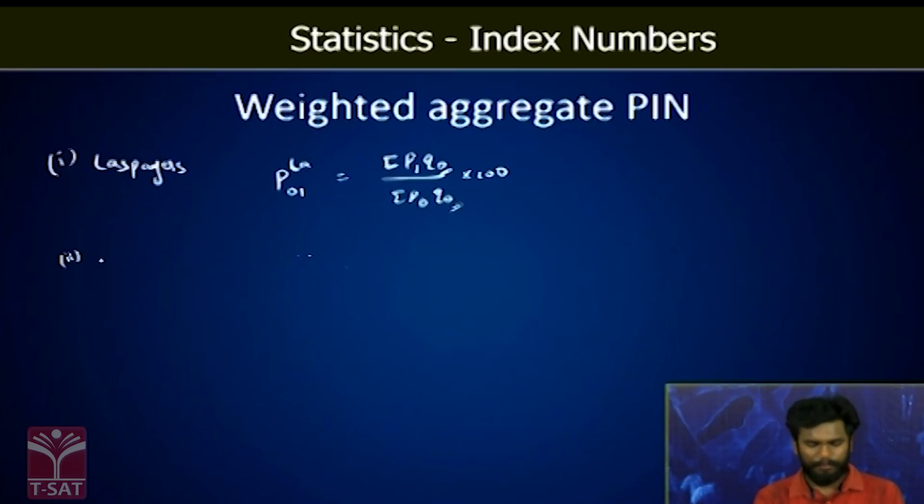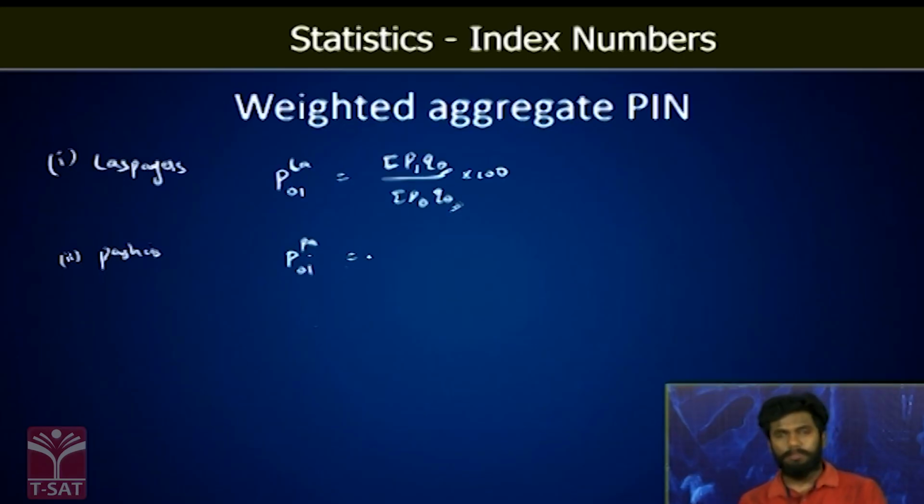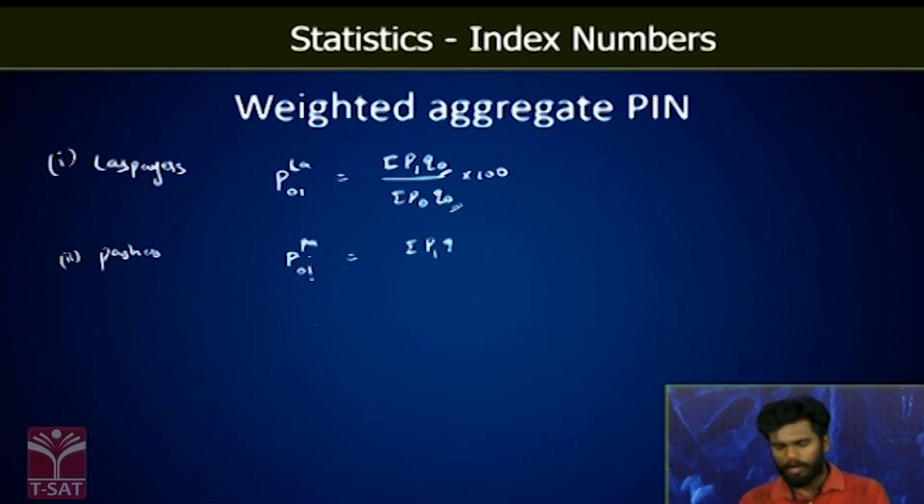Second one, Paasche's price index number, denoted by P01 PA, that is the price index number for the current year with respect to the base year. It is given by summation P1 Q1 divided by summation P0 Q1 into 100. Here the weights we are adding are the quantity values in the current year, that is Q1.